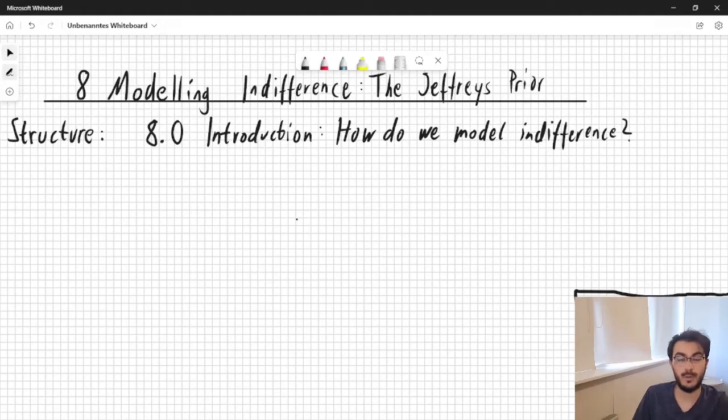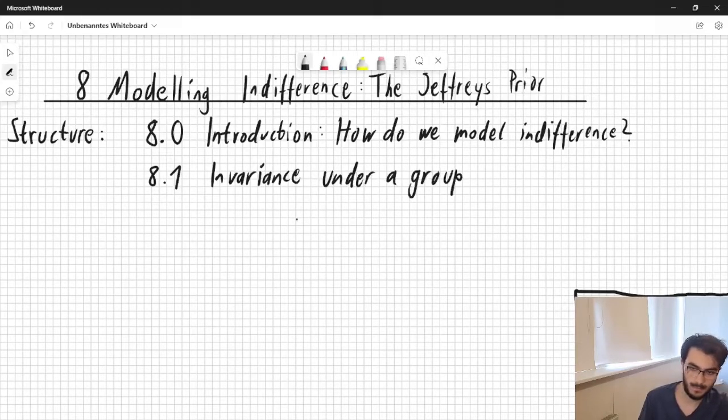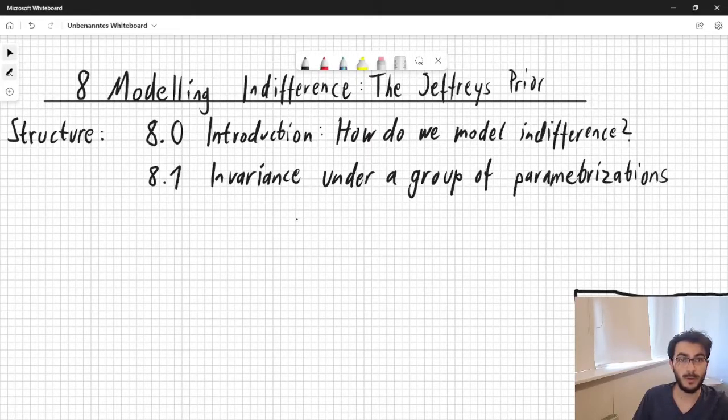I'm going to show that for the continuous case, this is a very tricky question. And I'm going to show this on two examples, which are going to be a subcategory of their own, which is the topic of having a prior which is invariant under a group of parametrizations. I'm going to talk about how the distribution of a prior changes under a reparametrization.